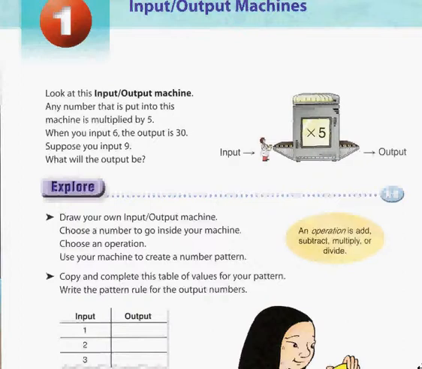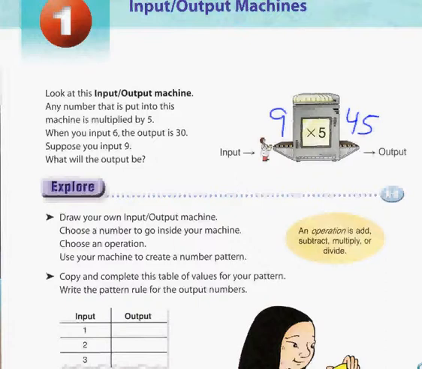So when you input a 6, like this, and then you multiply it by 5, the output will be 30. That's fairly simple, it's just multiplying. Suppose you put in a 9. What's 9 times 5? The answer is 45. So it's a pretty simple concept.